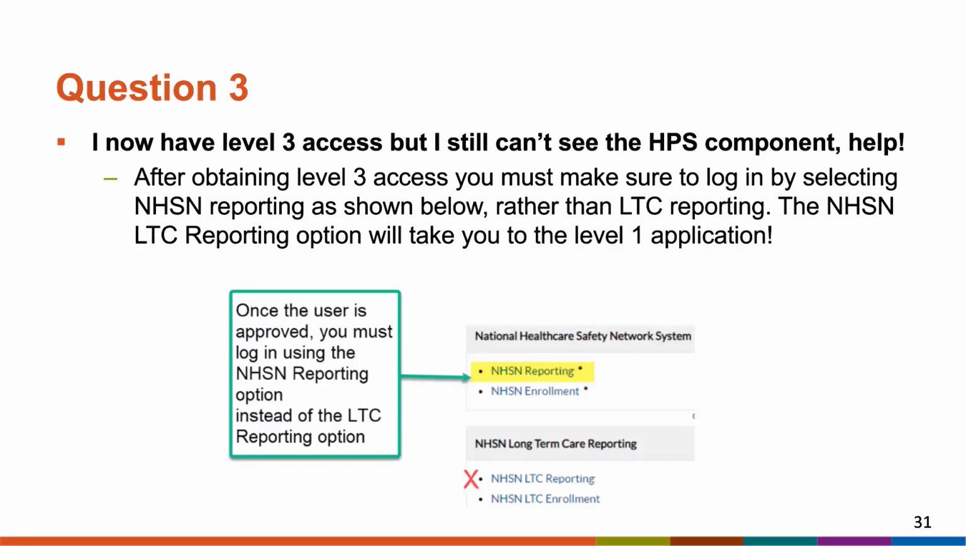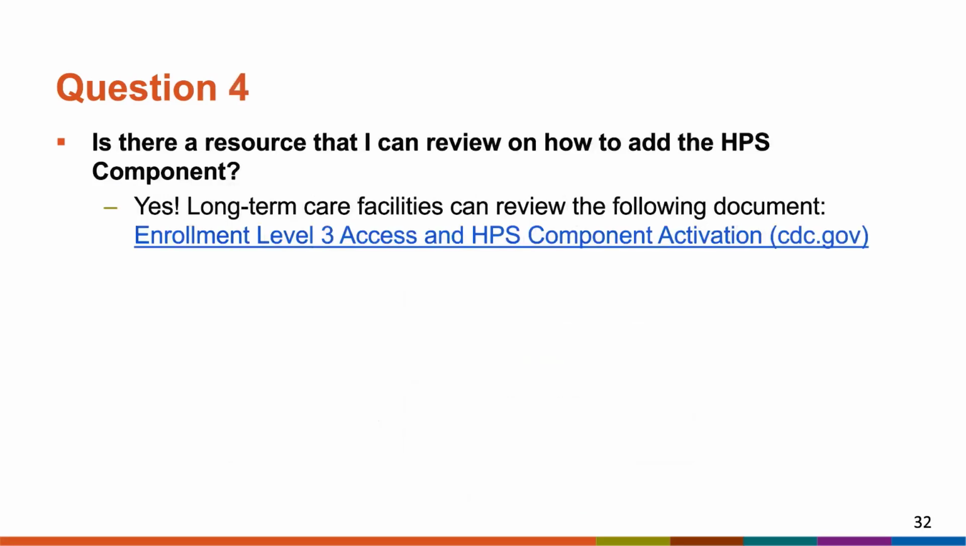Another question addresses why you might not see the HPS component even though you already have Level 3 access. Once you have this access, you must make sure that you are logging into the NHSN reporting, not the other options seen in the screenshot. Another question asked if there is a resource that reviews how to add the HPS component. The answer is yes. There is a resource that outlines how long-term care facilities can add the HPS component, and it is linked on this slide.